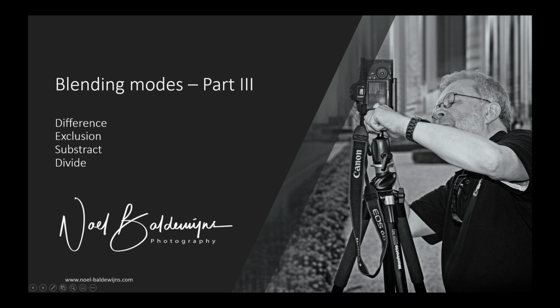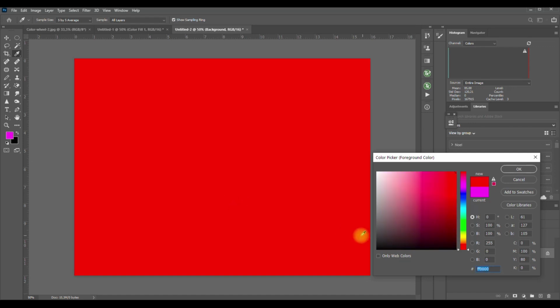In this video, we're going to talk about the difference blending mode, which is mostly used for image alignment and color grading. We have a quick look at the other blending modes of the group: exclusion, subtract, and divide. The difference blending mode is exactly what the word means, the arithmetic difference between two colors.